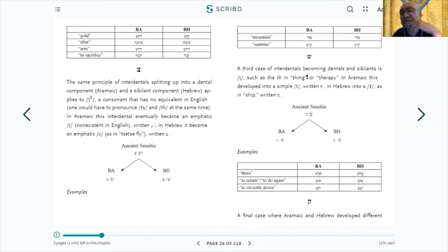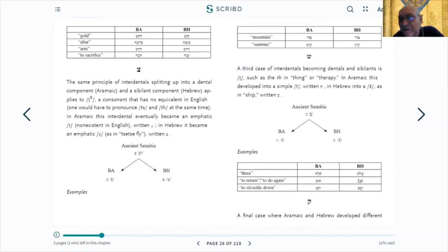The third case of interdentals becoming dentals and sibilants is TH, such as the TH in thing or therapy. In Aramaic, this developed into a simple T written tav, and in Hebrew into an S sound, as in ship, written sheen. Ancient Semitic, so Biblical Hebrew got this sheen S sound and it becomes a T. So it's kind of like, have you ever heard the differences? Certain Jews, they pronounce it Shabbat, and some will say Shabbos, depending on which part of Europe they're from. It's either Shabbos or Shabbat. That's kind of a similar thing here, I think.